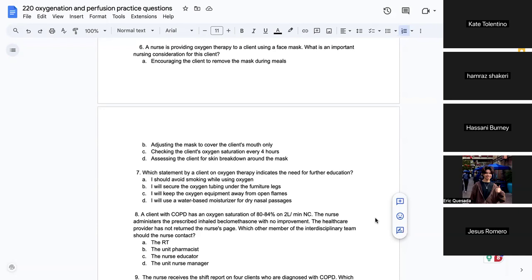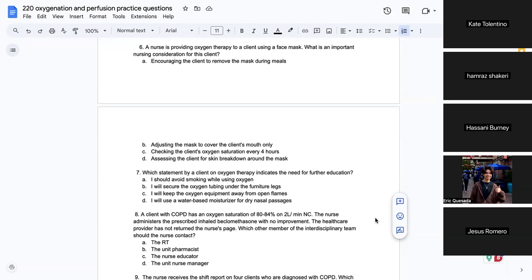Okay, so the answer for number 6 is going to be D. And our rationale is we know when using a face mask for oxygen therapy, the nurse should assess the skin for any irritation or breakdown due to prolonged mask use.